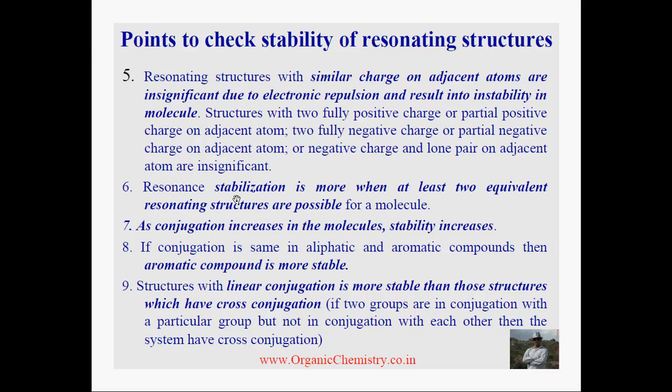Resonance stabilization is more when at least two equivalent structures are possible for a molecule. As conjugation increases in a molecule, stability increases. If conjugation is the same in an aliphatic and an aromatic compound, then the aromatic compound is more stable. A structure with linear conjugation is more stable than one with cross conjugation. If two atoms are in conjugation with a particular group but not in conjugation with each other, then such a system is called cross conjugation.